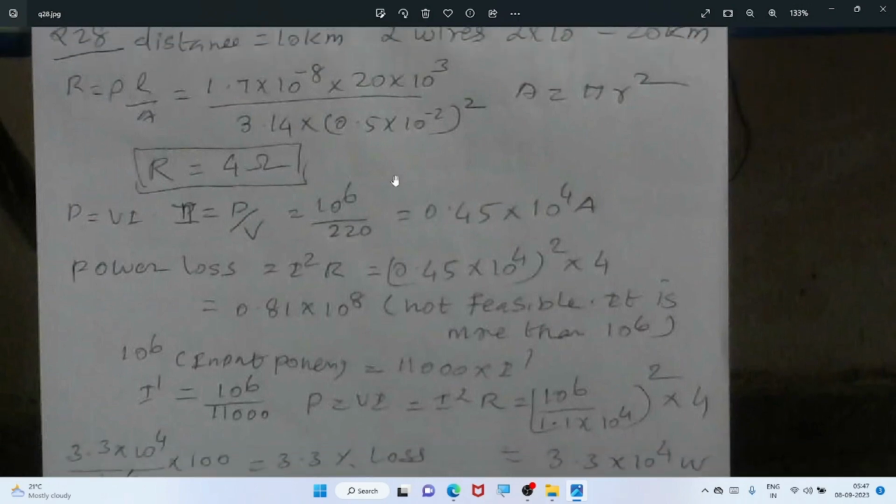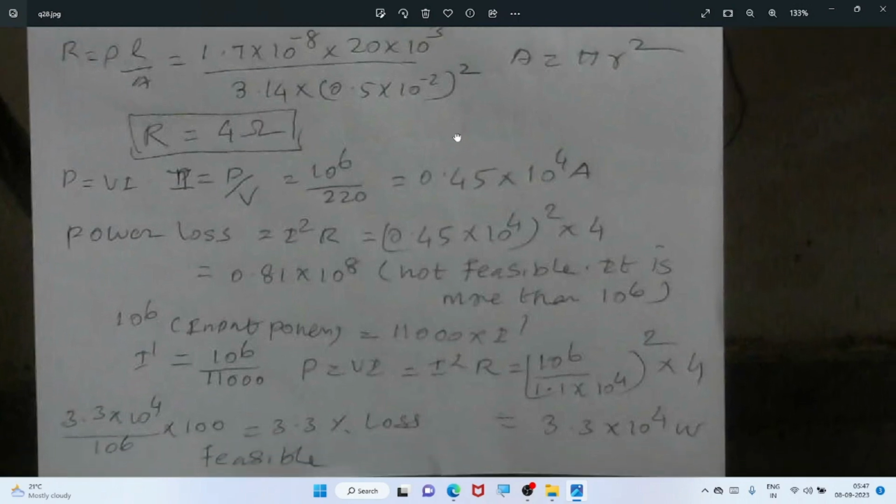Then we have to compute the power loss. P equal to VI, so I equal to P by V. This is 1 megawatt power, that is 10 power 6 watts, at a voltage of 220 volts, and this is the current. So the power loss during the transmission is I squared R. This is the power loss, 0.81 into 10 power 8. But actually we have to transfer only 1 megawatt, that is 10 power 6. So here the power loss itself is 10 power 8. That is not at all feasible.